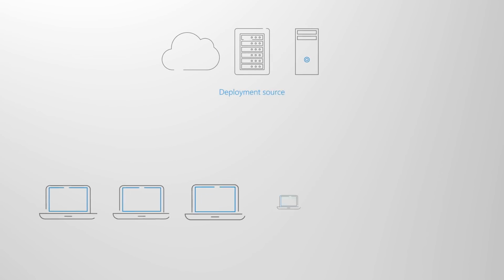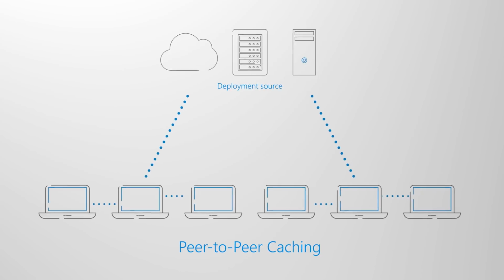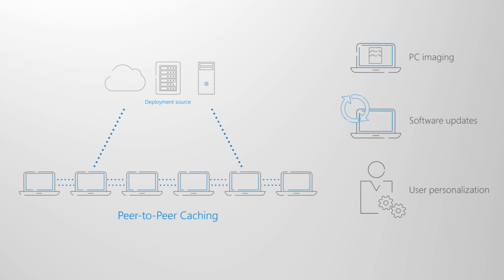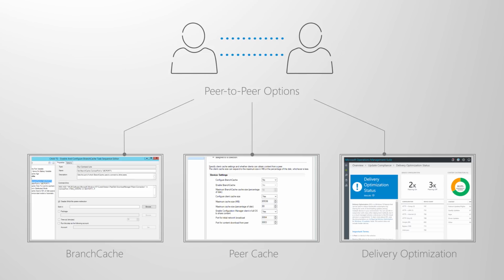Now, beyond traffic management, another complementary and emerging way of managing bandwidth is to use peer-to-peer caching. For PC imaging, software updates, and user personalization, peer-to-peer options are being used more and more when migrating to Windows 10, and are important after your initial deployment of Windows 10 to facilitate build-to-build upgrades. There are several peer-to-peer options like BranchCache, Peer Cache, and Delivery Optimization to help move Windows 10 and Office-related traffic away from the center of the network out to the perimeter. Again, this can eliminate the need for classic throttling approaches.